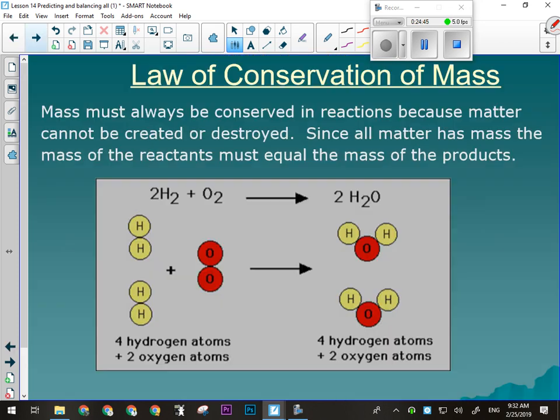All right. So mass has to be conserved in a reaction. We talked about that because matter can't be created or destroyed. Since all matter has mass, the mass of the reactants must equal the mass of the products. When I make sure I have 2 potassium atoms on both sides and 2 nitrate ions on both sides, that's going to ensure that the mass is the same. If I ever had a reaction where the mass disappeared or changed, then I've done something wrong in my measurement, because there's no way that the mass can change, right? Even if a gas is produced.